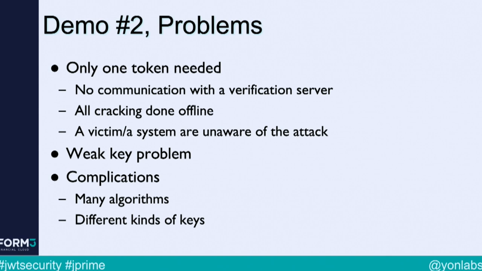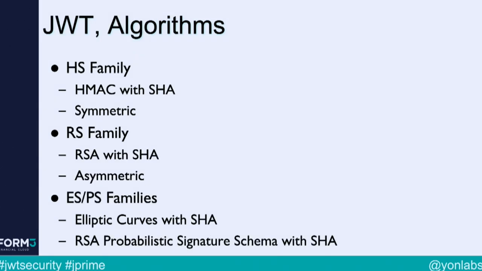How do we choose our keys? It looks like it's not such an easy task. Why? Because we do have many algorithms available. We have different kinds of keys. So we can be experts in programming, but not necessarily in cryptography, right? So it's good to refresh our cryptography best practices when it comes to JSON Web Tokens.